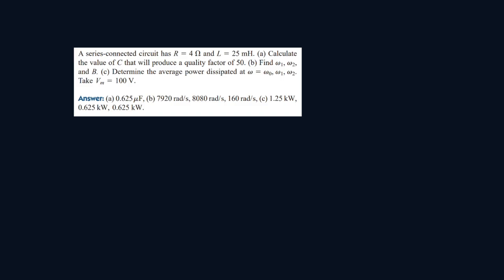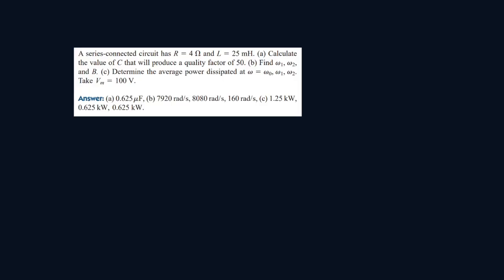Okay, so a series connected circuit has the following properties. We have to calculate the value of the capacitance that will produce a quality factor of 50, find W1, W2, and B, and find the average power dissipated at the following angular frequencies, and we take the Vm to be 100. Okay, so let's find the capacitance value.